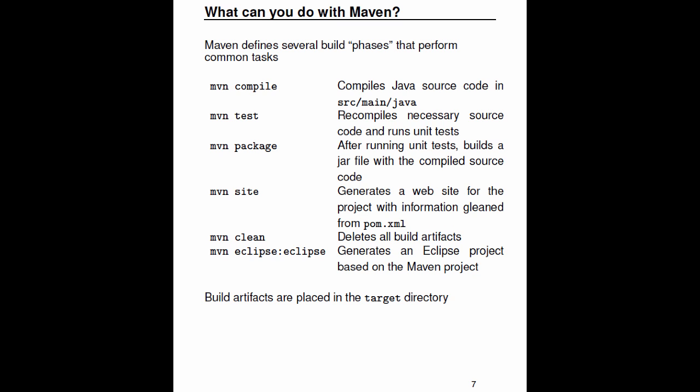Similarly, there is a Maven plugin for generating Eclipse project files. So you can say Maven Eclipse, that says execute the Eclipse goal of the Eclipse plugin, and that will generate your .project and .classpath files for running with Eclipse. While Eclipse is fine, I'm personally a bigger fan of IntelliJ IDEA. And so to generate the project files for IntelliJ, you say Maven IDEA:IDEA.